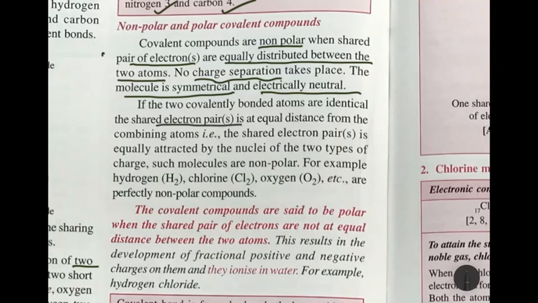The shared pairs are at equal distance from the combining atoms, and the shared pair of electrons is equally attracted by the nuclei of the two atoms, because in the nucleus protons are there and electrons are attracted by the protons, isn't it?